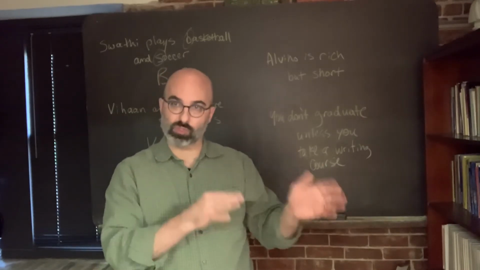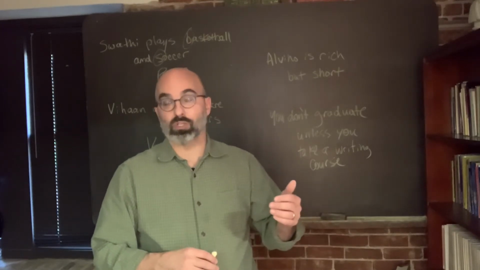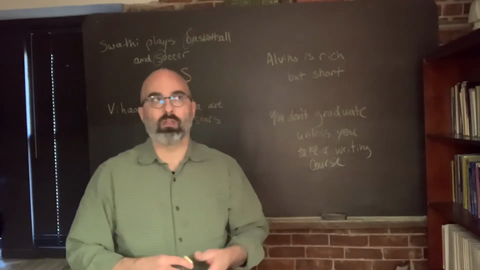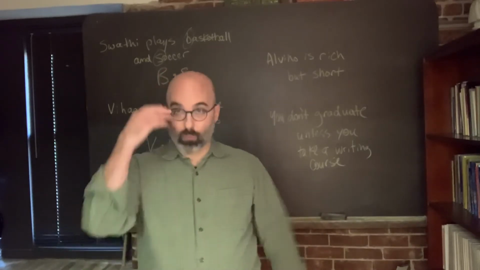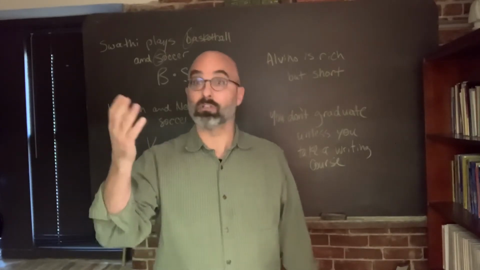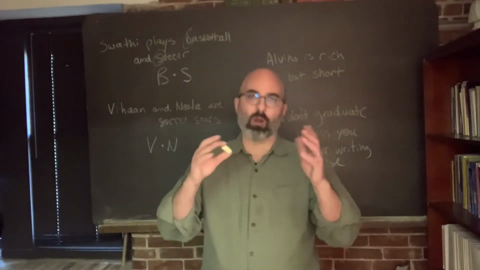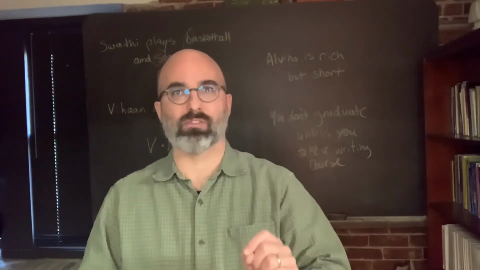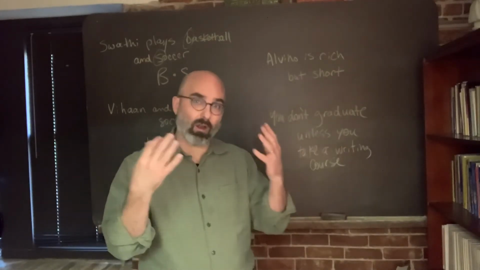If I say Alvino is rich but short, if he's not rich, I've said something false. If he's not short, I've said something false. If he's neither rich nor short, I've said something false. The only way in which it's going to be true that Alvino is rich but short is if he's both. And that is the truth condition and the truth function of conjunction. So, semantically, and and but function exactly the same. They are both conjunctions.